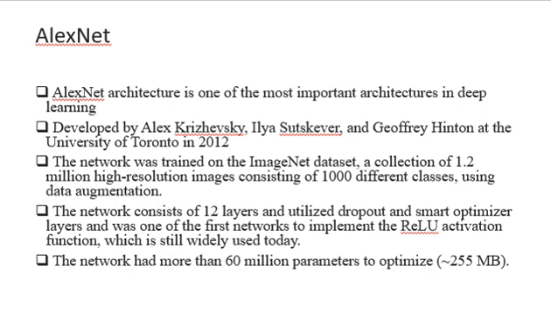Using data augmentation. The depth of the model was larger than any other network at the time and was trained using GPU for 5 to 6 days. The network consists of 12 layers and utilized dropout and smart optimizer layers, and was one of the first networks to implement the ReLU activation function, which is still widely used today. The network had more than 60 million parameters to optimize.